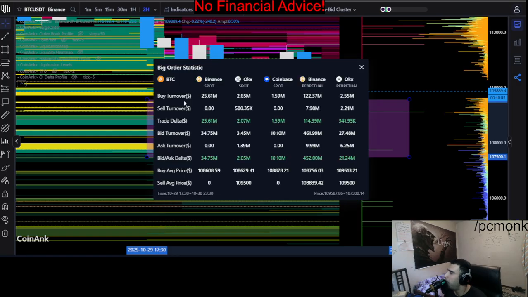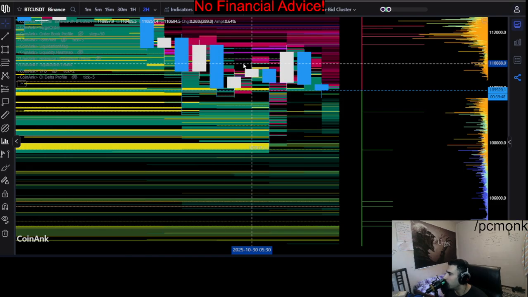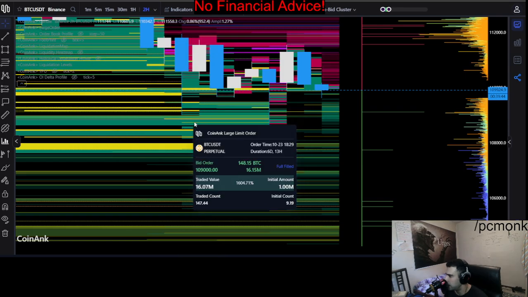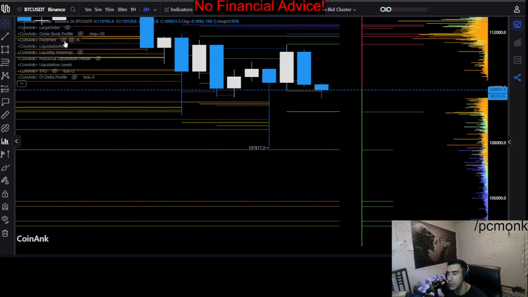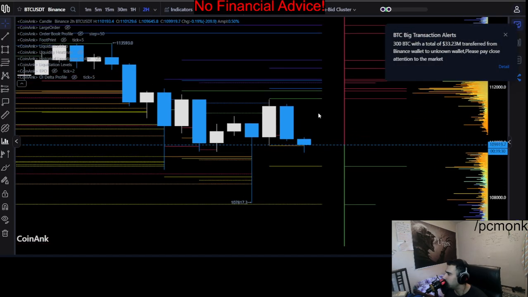So let's see how much the buy turnover was. All right, so we bought 122 on perpetual on Binance, right? The remaining orders are 461. So you can see the amount of big orders, like 10 million got bought here, 4 million, 3 million. So this is where a lot of traders are going to get liquidated, and a lot of traders are going to get their orders filled. All right, so these are the tools that I talked about.